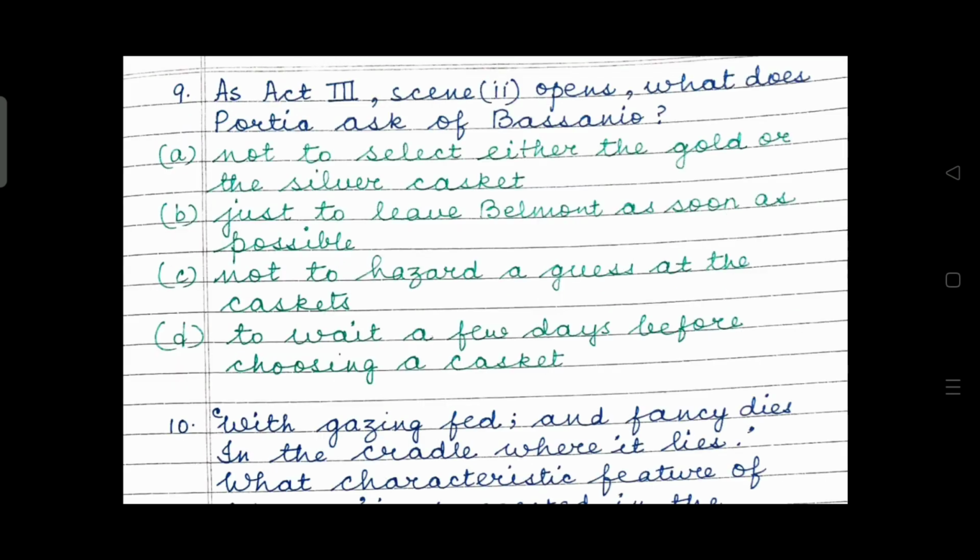Question 9. As Act 3 Scene 2 opens, what does Portia ask of Bassanio? Not to select either the gold or the silver casket, just to leave Belmont as soon as possible. Not to hazard a guess at the caskets, to wait a few days before choosing a casket. The right answer is option D, to wait a few days before choosing a casket. "I pray you tarry, pause a day or two before you hazard."